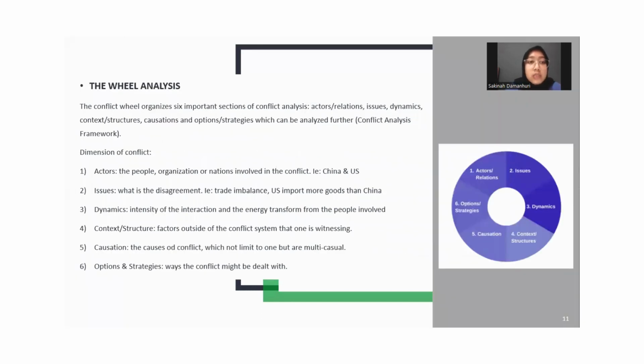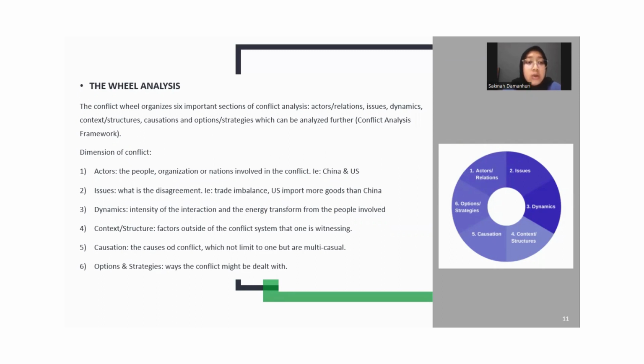So the second tool is the wheel analysis. The conflict wheel organizes six important sections of conflict analysis, which are actors or relations, issues, dynamics, context or structures, causation, and options or strategy, which can be analyzed further. So the dimensions of conflict, the first part is the actors. Either it's the people, organizations, or the nations involved in the conflict. For example, in our topic it is China and the US.